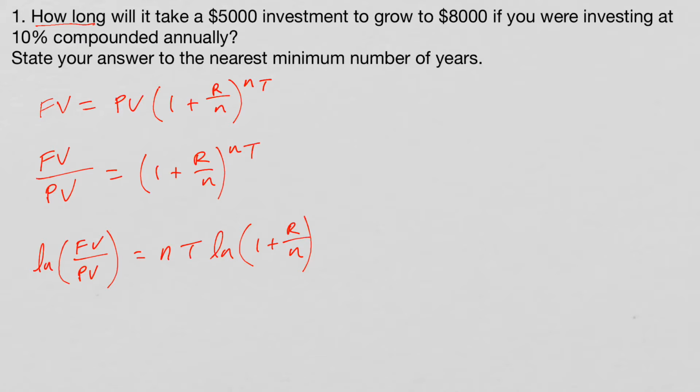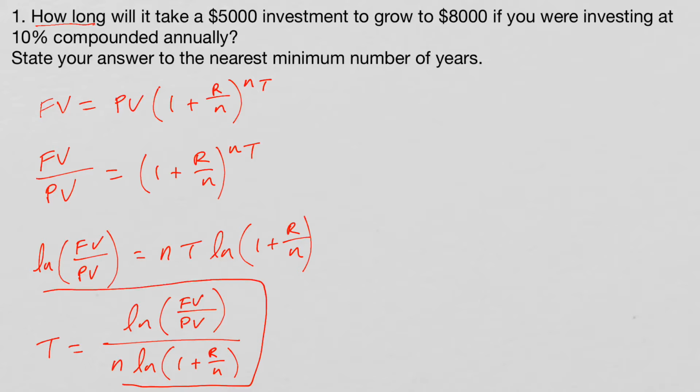Now we're solving for t, so we're going to divide out this and this. So t is going to be equal to the log of future value over present value over n times the log of 1 plus r over n. Now if you just write down this formula and use it directly on the test, that's perfectly fine. You don't need to derive that stuff, but I did want to show you how that stuff is arrived at.